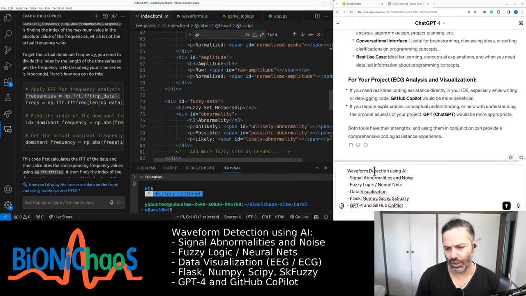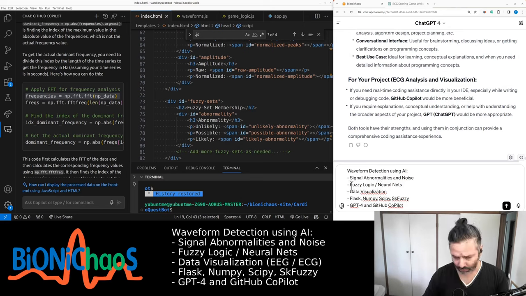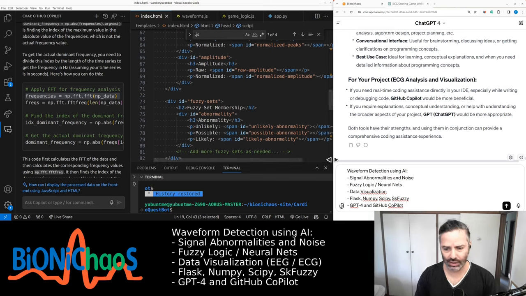So generally we're doing waveform detection using AI, looking at the signal abnormalities and noise. We're using fuzzy logic and/or neural networks. Obviously interested in data visualization.